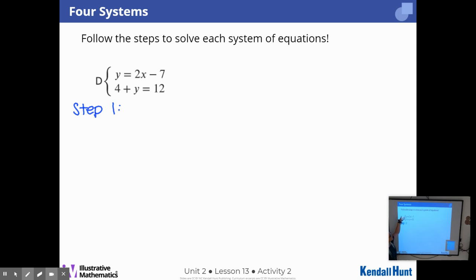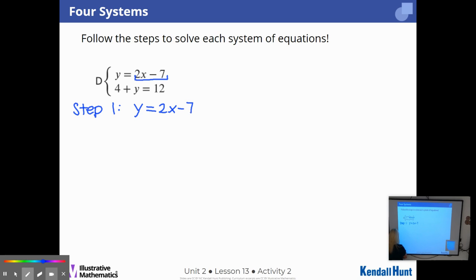In the top equation, we already have 2x minus 7 set equal to y. So y is already solved for, but it might be scaring you a little bit that we don't just have a number here. We have an expression. In this one, there is no x. The top equation has both x and y. And so you could solve for either one. So I'll show you both ways. So here's the first way. If we leave it the way it is, we already have y solved for.